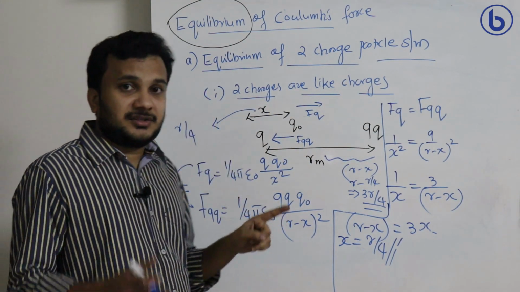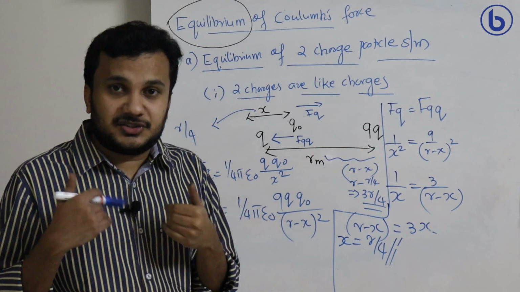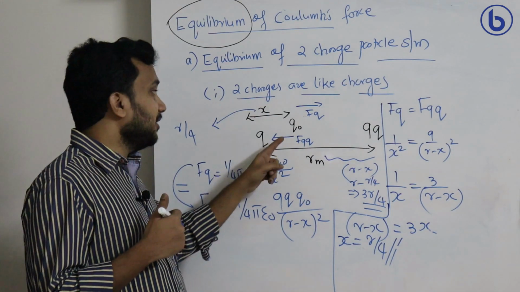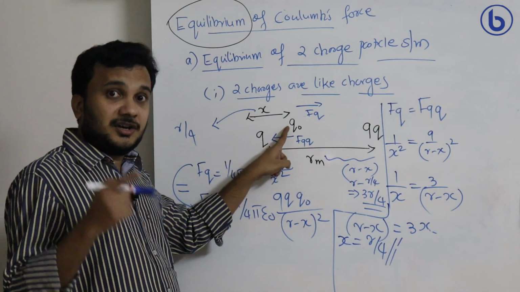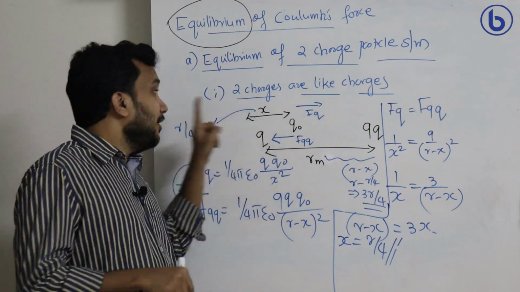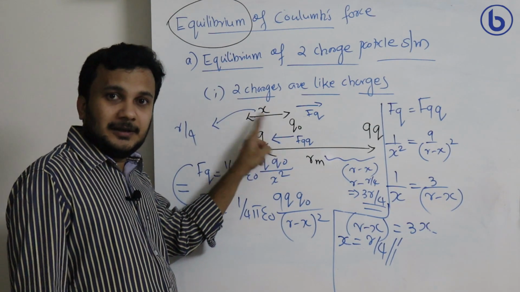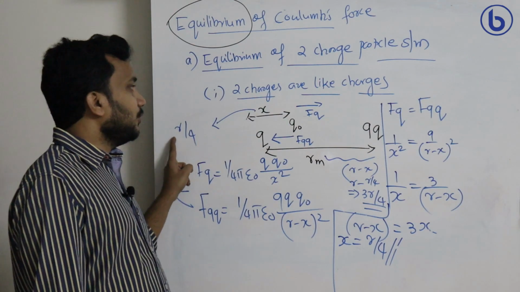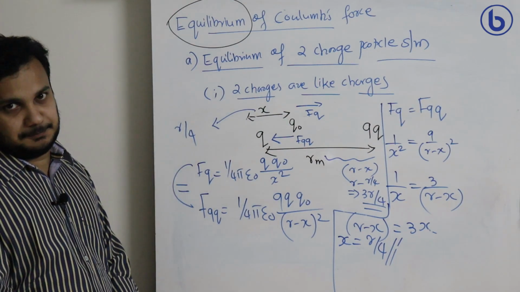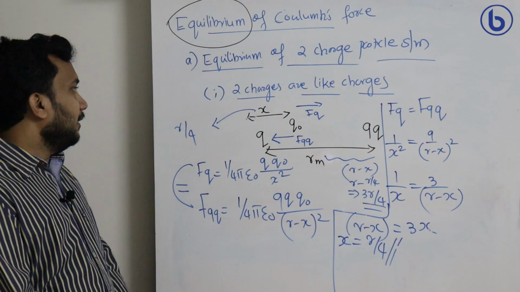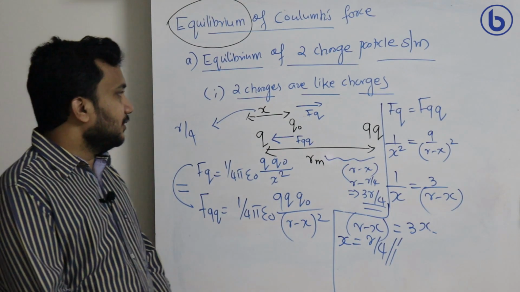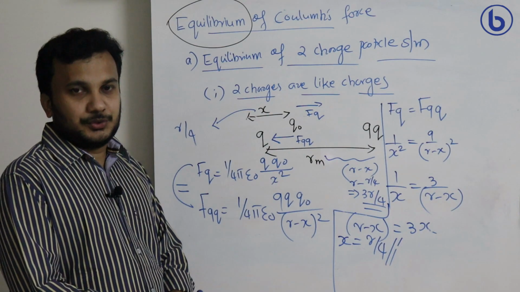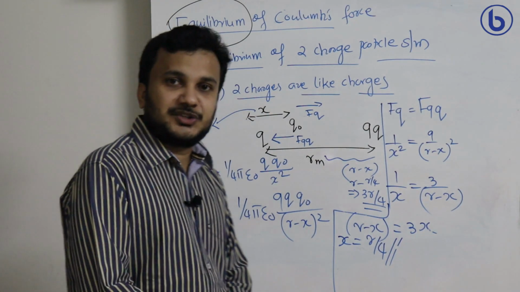So when a charge is introduced into the system, it will come to equilibrium, so the third charge has to be placed very close to the lowest charge. That's why the value x is equal to r by 4. This is the concept behind it, right? So the value of x. There are some special things here.